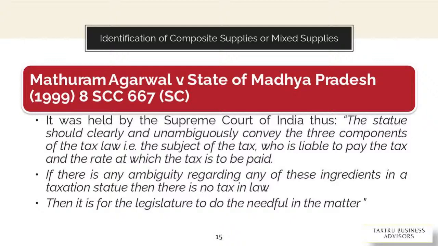They might have said that if you have a confusion regarding any of the three main components, like what was the subject matter of tax, who was liable to pay the tax, and what is the rate of tax, if there is any ambiguity, then the government or legislature should come up with a clarification on what should be done.